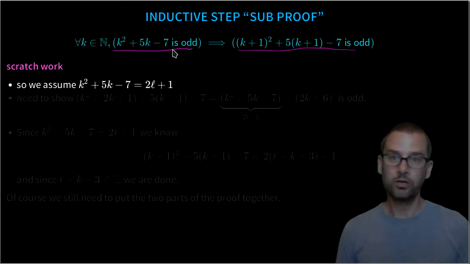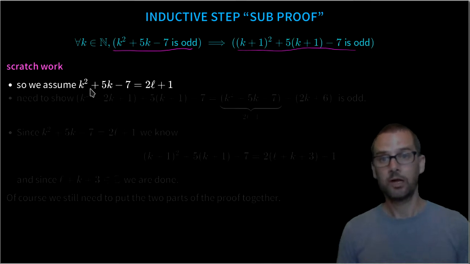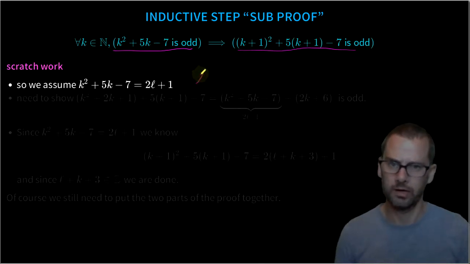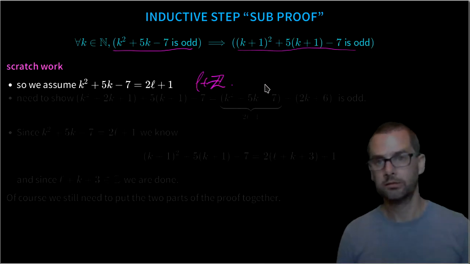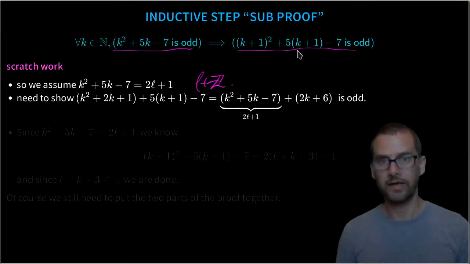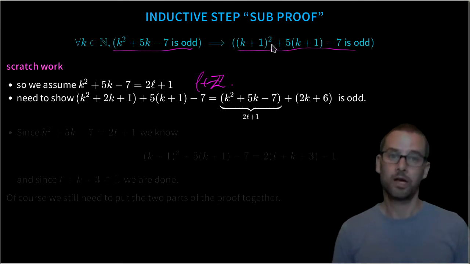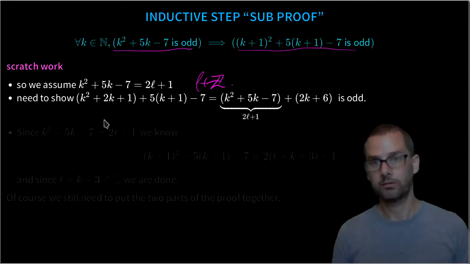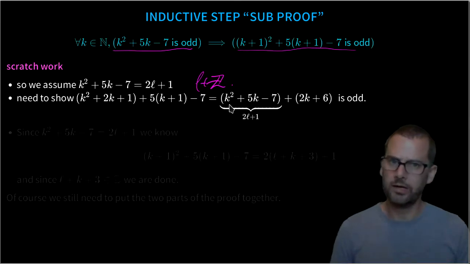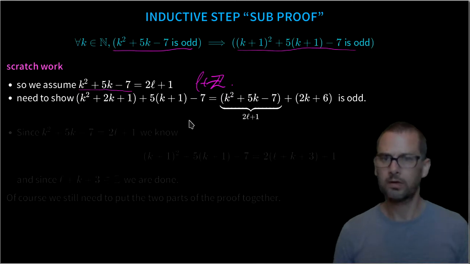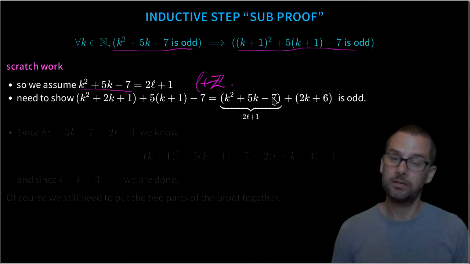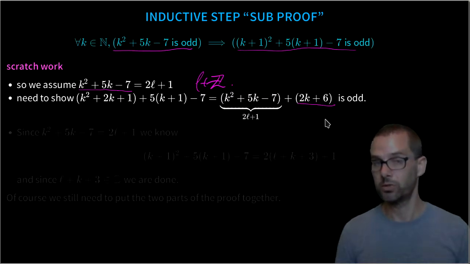So we assume the hypothesis is true. We assume that k squared plus 5k minus 7 is odd, so it's 2l plus 1, where l is some integer if we're writing this up carefully. And we need to show that the conclusion is true, namely (k+1) squared plus 5(k+1) minus 7 is odd. So expand that out: k squared plus 2k plus 1, plus 5k plus 5, minus 7. We can make use of the fact that we know k squared plus 5k minus 7 is odd, and extract that to write this very explicitly as this bit that we already know to be odd, plus some other stuff, which just happens to be 2 times something.